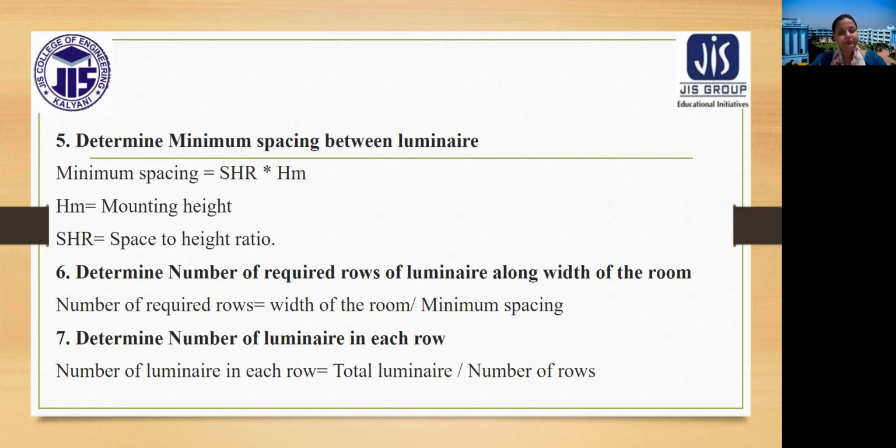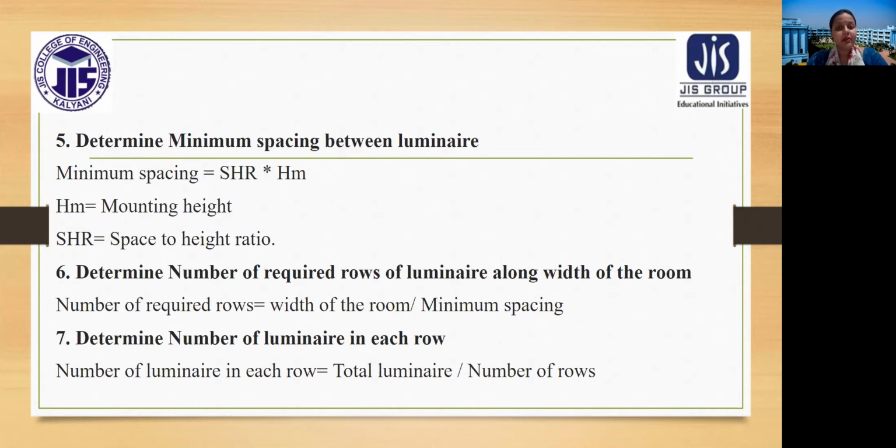Now again, determine minimum spacing between luminaires. Minimum spacing equals spacing to height ratio SHR into HM, where HM is the mounting height. Determine the number of required rows of luminaires along the room. Number of rows will be width of the room divided by minimum spacing. And number of luminaires in each row will be total luminaires divided by number of rows.